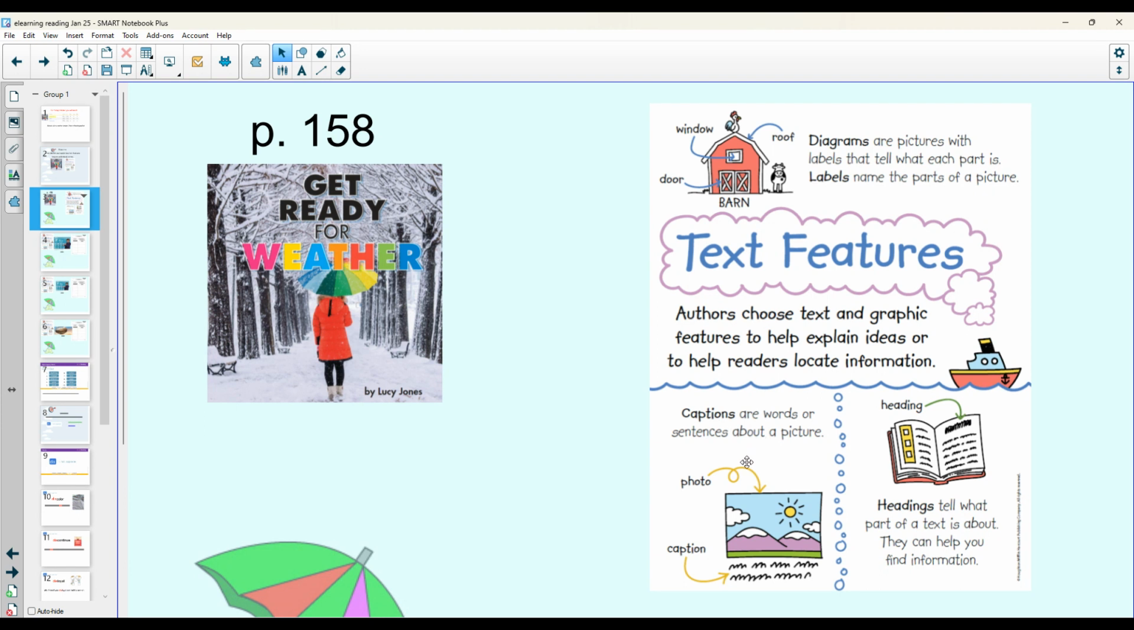Captions are other text features. Captions are words or sentences about a picture. And the last text feature that we're talking about today are headings. Headings tell what part of the text is about. They can help you find information. They're usually in bolder, bigger print than anything else on the rest of the page.